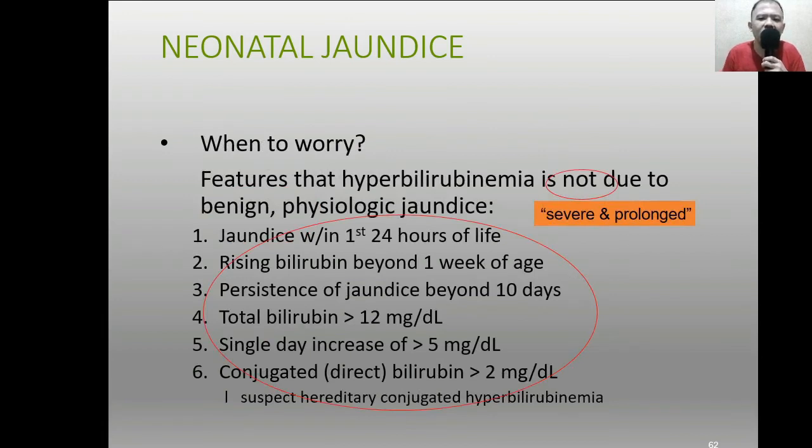When do you worry? These are the signs when you have to worry. The jaundice is severe and prolonged. Jaundice appearing in the first 24 hours of life, rising bilirubin beyond 1 week of age, persistence of jaundice beyond 10 days, total bilirubin greater than 12, a single day increase of greater than 5, and conjugated direct bilirubin more than 2.